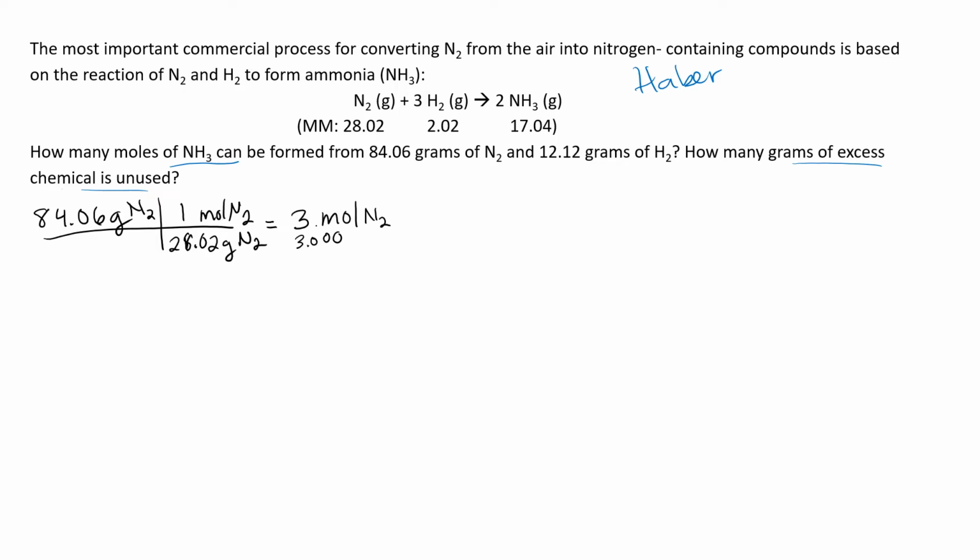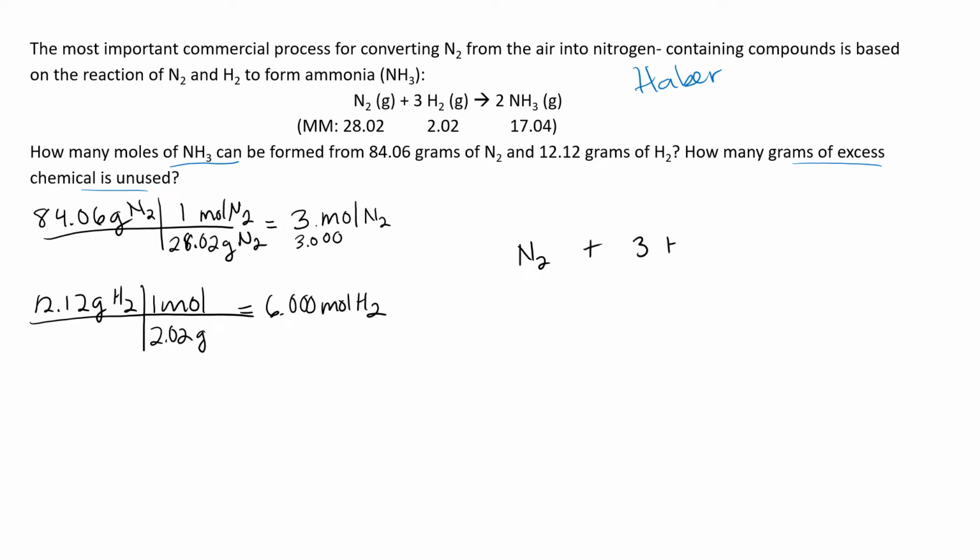We're going to do the same thing for our hydrogen. We are given 12.12 grams of H2. The mass of hydrogen is 2.02 grams per mole. So that is 12.12 divided by 2.02, which is 6.000 moles of H2, hydrogen. So we have pretty nice numbers to deal with right now, 3 moles and 6 moles, excuse me. And so we're going to use that information and compare them with our chemical reaction and its coefficients.